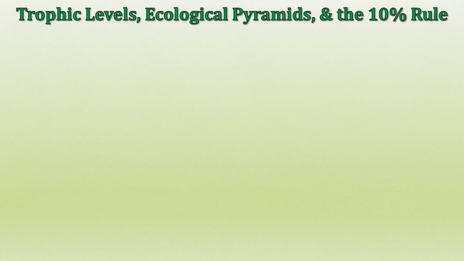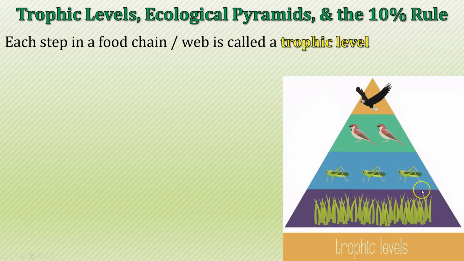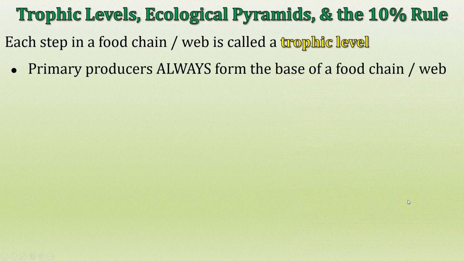Let's talk trophic levels and ecological pyramids. Each step on that food chain is called a trophic level. Here I've got the grass that's at the bottom of this food chain here. And then I've got grasshoppers and then birds and then the hawk there. Each one of these layers is called a trophic level where the nourishment is. Primary producers are always going to be forming the basis of a food chain or web. And by nature, you're always going to have the most of them. They're the base of the pyramid.